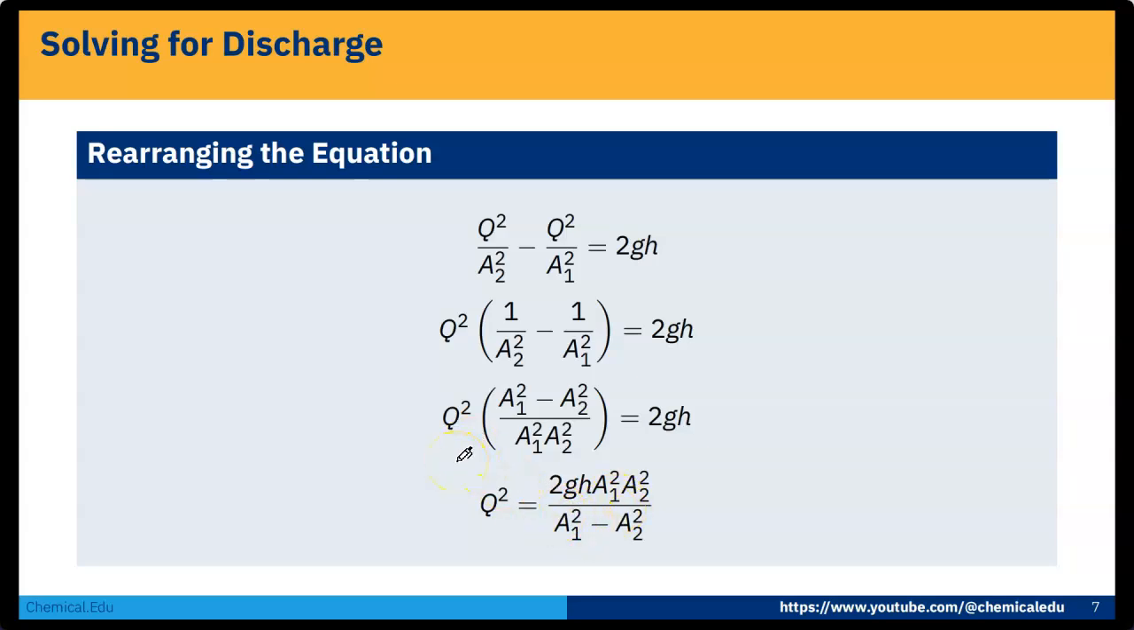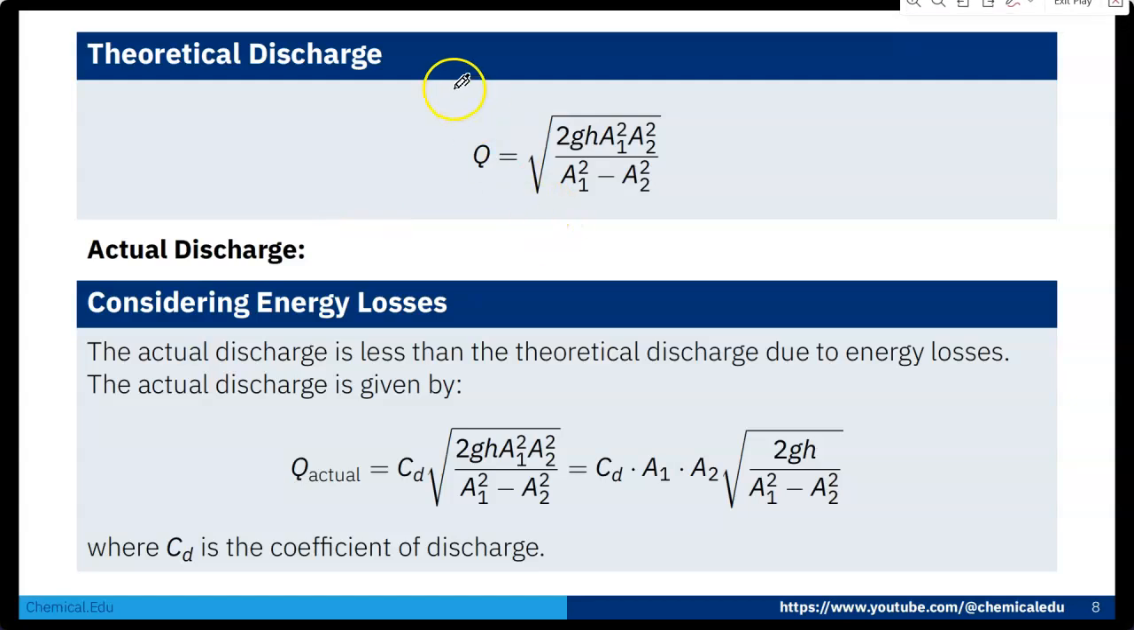From here we can easily calculate the theoretical discharge. Theoretical discharge Q is equal to square root of 2GH A1 square A2 square by A1 square minus A2 square. Okay, now this is the theoretical discharge.